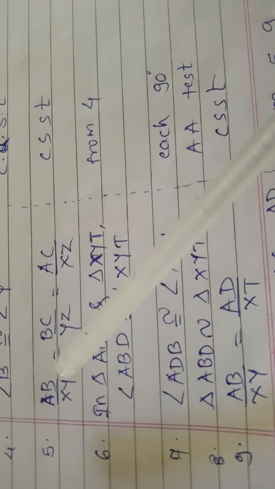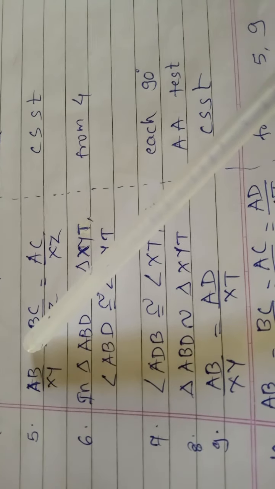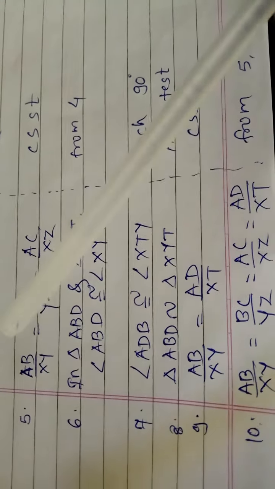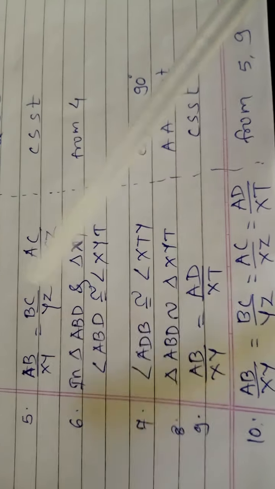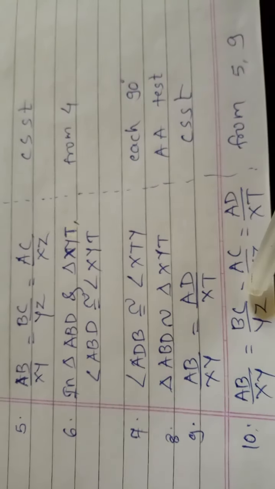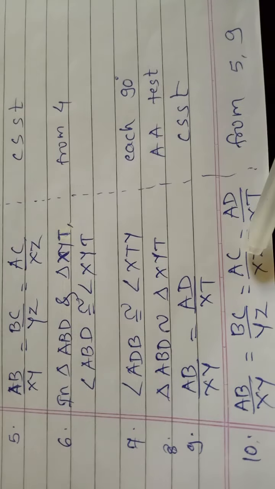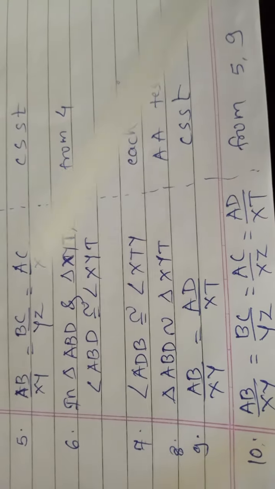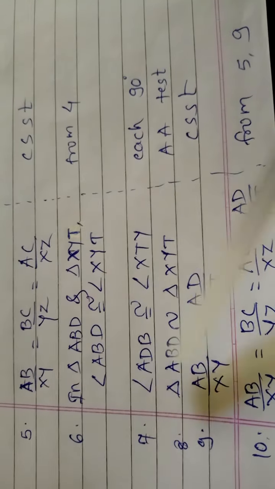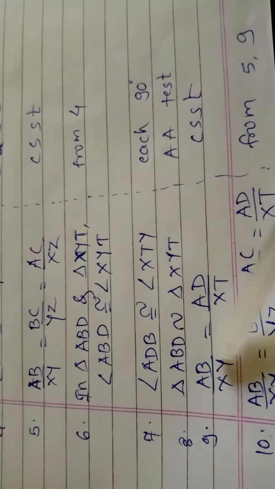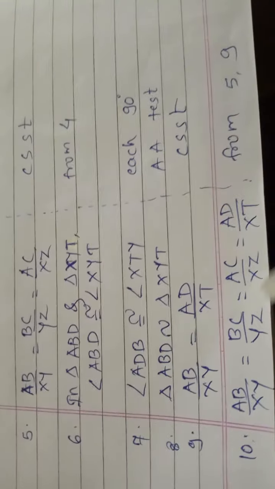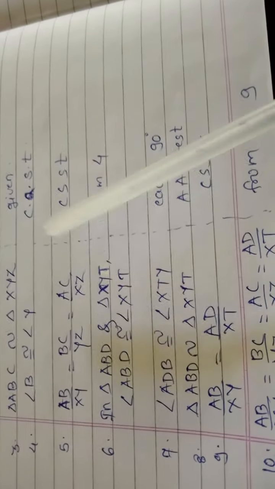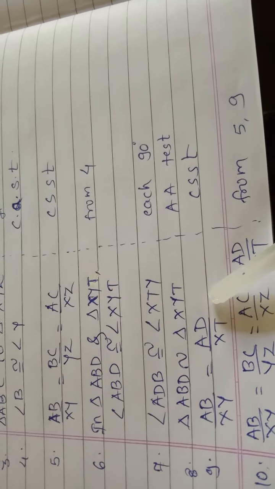So we can write it like this: we take this AB upon XY commonly here. AB upon XY is equal to BC upon YZ is equal to AC upon XZ and is equal to AD upon XT. Means all these 4 ratios, 5 means here both are the same, so we take it only one time. So all these 4 ratios are now the same, and this comes from statement number 5 and statement number 9.